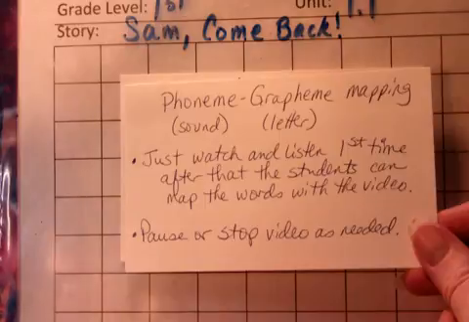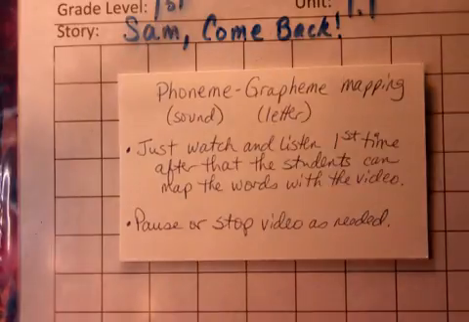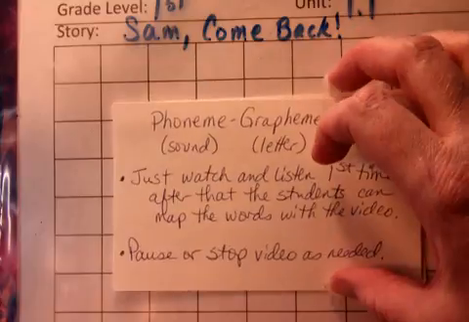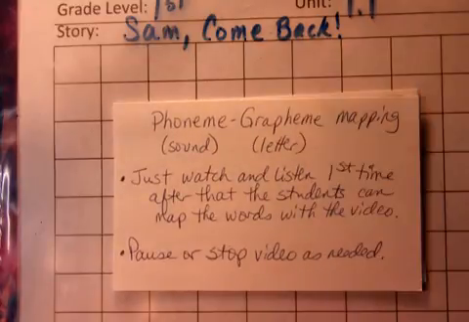What we're doing is phoneme grapheme mapping. Phoneme means sound, grapheme means letter. So we're mapping the letters that go with each sound. Each one of these boxes represents a sound. We'll count the sounds of the words and then write in the letters that go with those sounds.